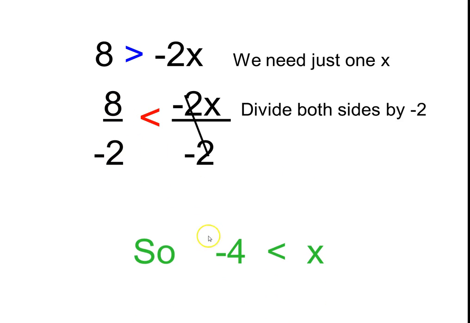8 divided by -2 is -4, and the -2's cancel, and we have just an 8. So we have our answer. Now, what are some of the possible answers? What is -4 less than? Well, -4 is less than 1, and less than 2, and less than 10, and less than 20. Do you want to try to list all those? Well, it's impossible. You can't list all the answers.